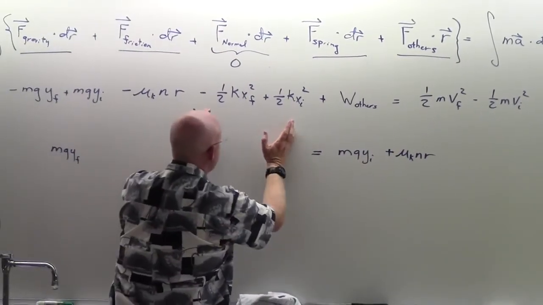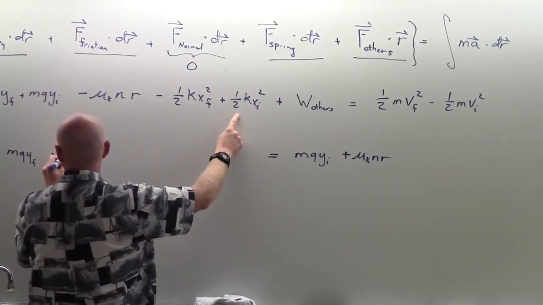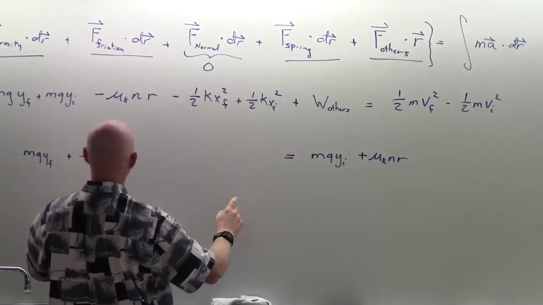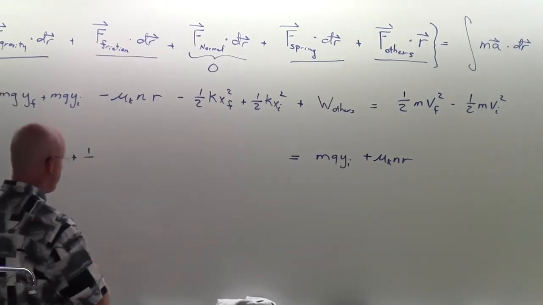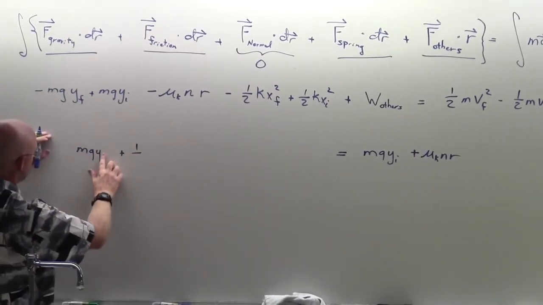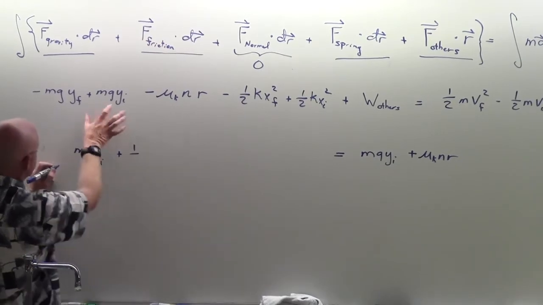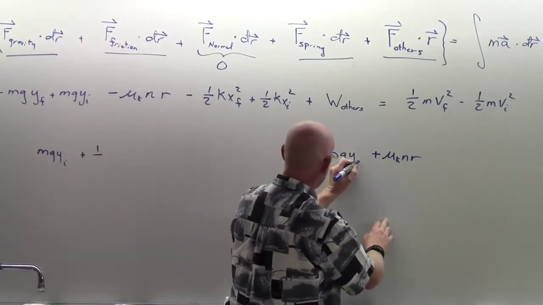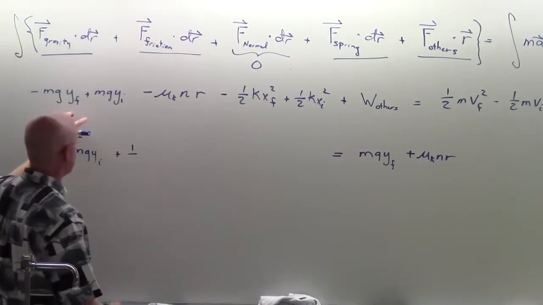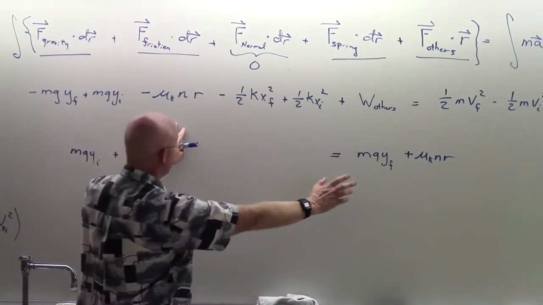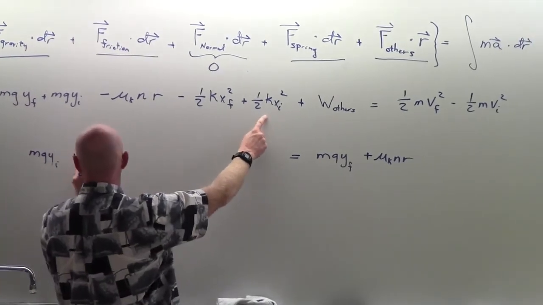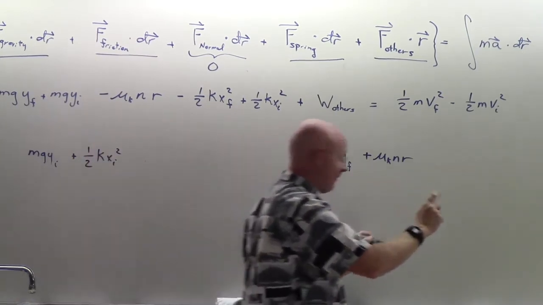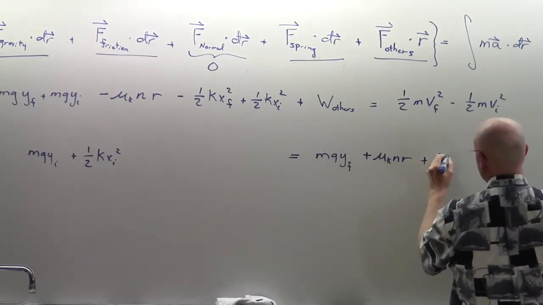This spring, I'll leave the initial one. Oops, I think I messed up. Did I move the wrong one? I did. Let me try that again. The initial is the positive. The final was the negative. Okay. And then that one was negative, right? Moved over there. Okay, good. Then this one, the initial is the positive, but the final is negative, so I'll move it to the other side.